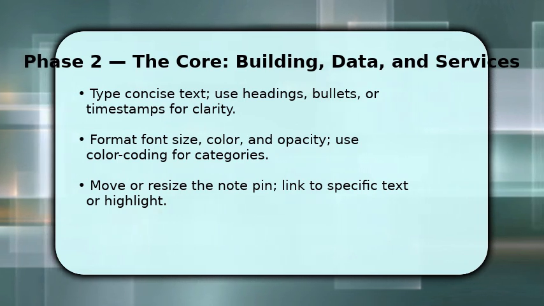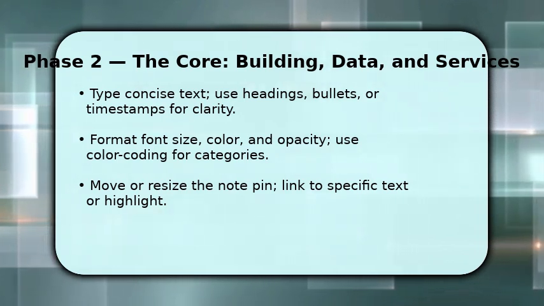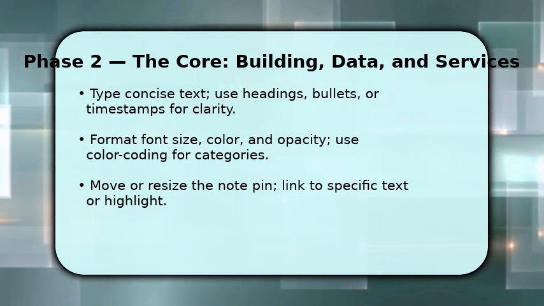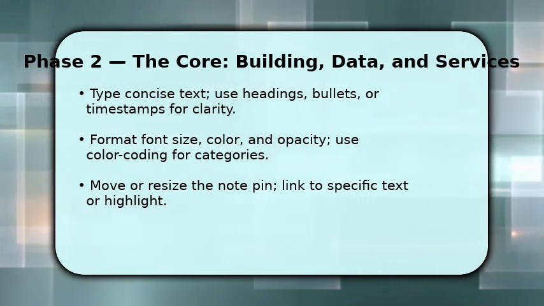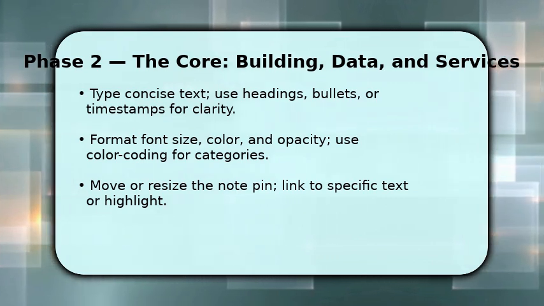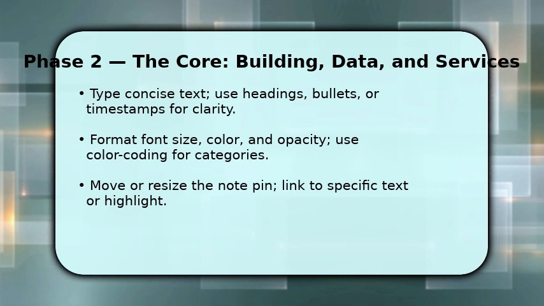Once text is in, format font size and color. Use color coding to mark priority or type, for example, red for urgent. If your app allows, attach the note to highlighted text or adjust opacity so it doesn't obscure content.